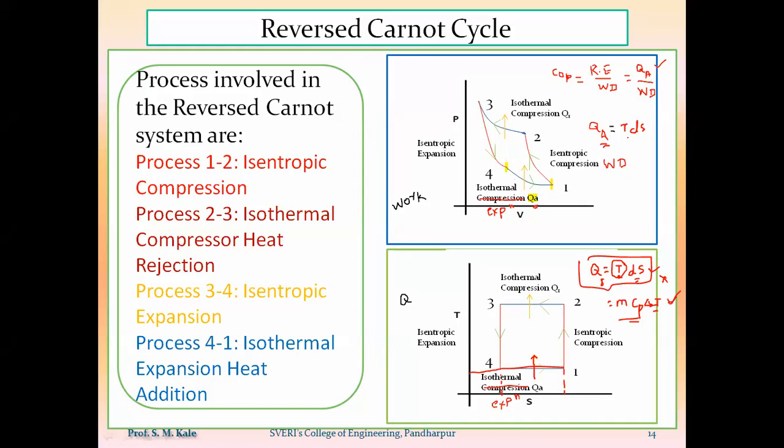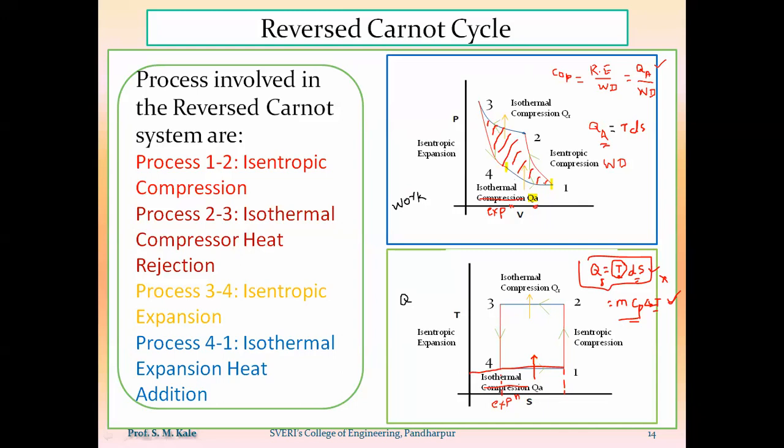Now, to calculate the value of work done, I can get it by considering the area under the PV diagram during the process 1, 2, 3, 4, 1. That means during this entire process, 1 to 2, 2 to 3, 3 to 4, 4 to 1, by considering the area under this PV diagram, I am able to calculate the value of work supplied to the system. So that is one way.